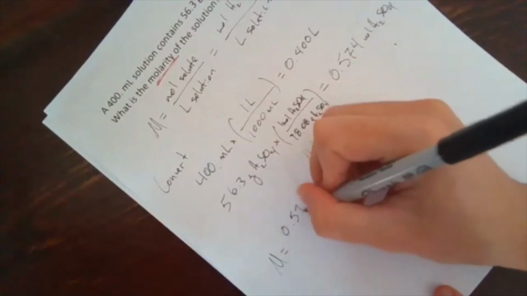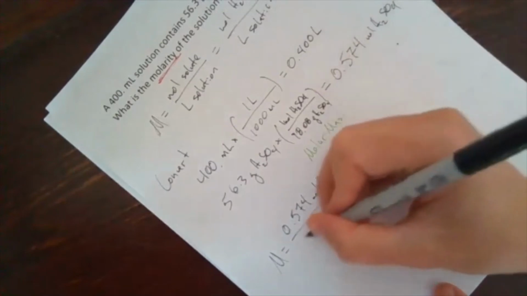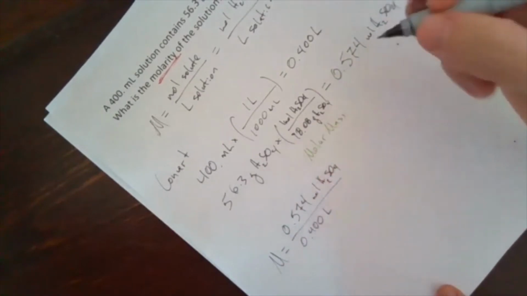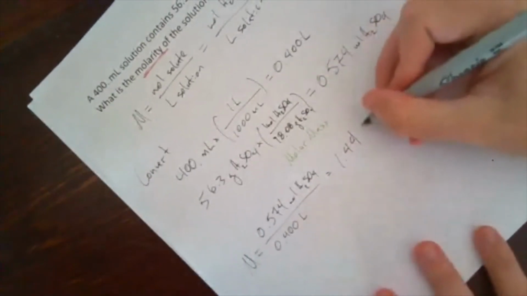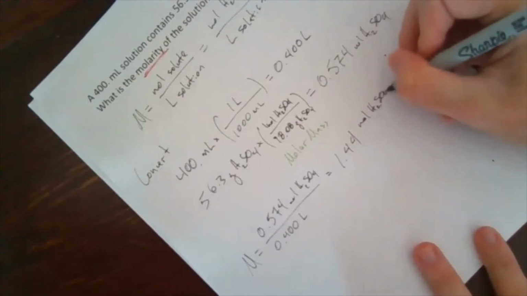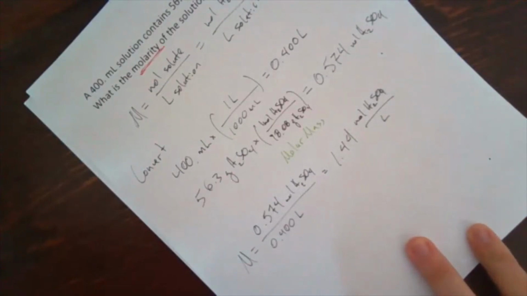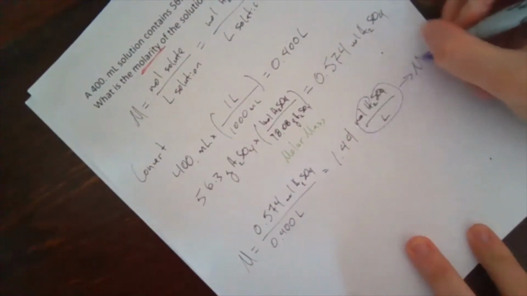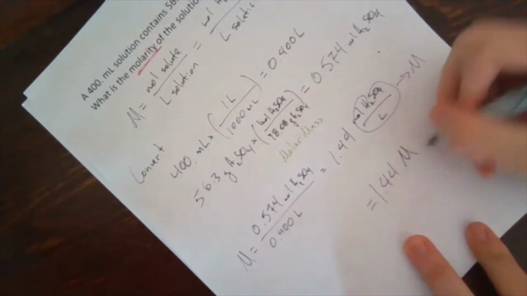Now that we have our target units, we can plug them all back in. Molarity is equal to 0.574 moles of H2SO4 divided by 0.400 liters. That gives us 1.44. The units we would see are moles H2SO4 per liter. But that whole thing, moles per liter, is just molarity. That is my capital M. So my answer is 1.44 molar.